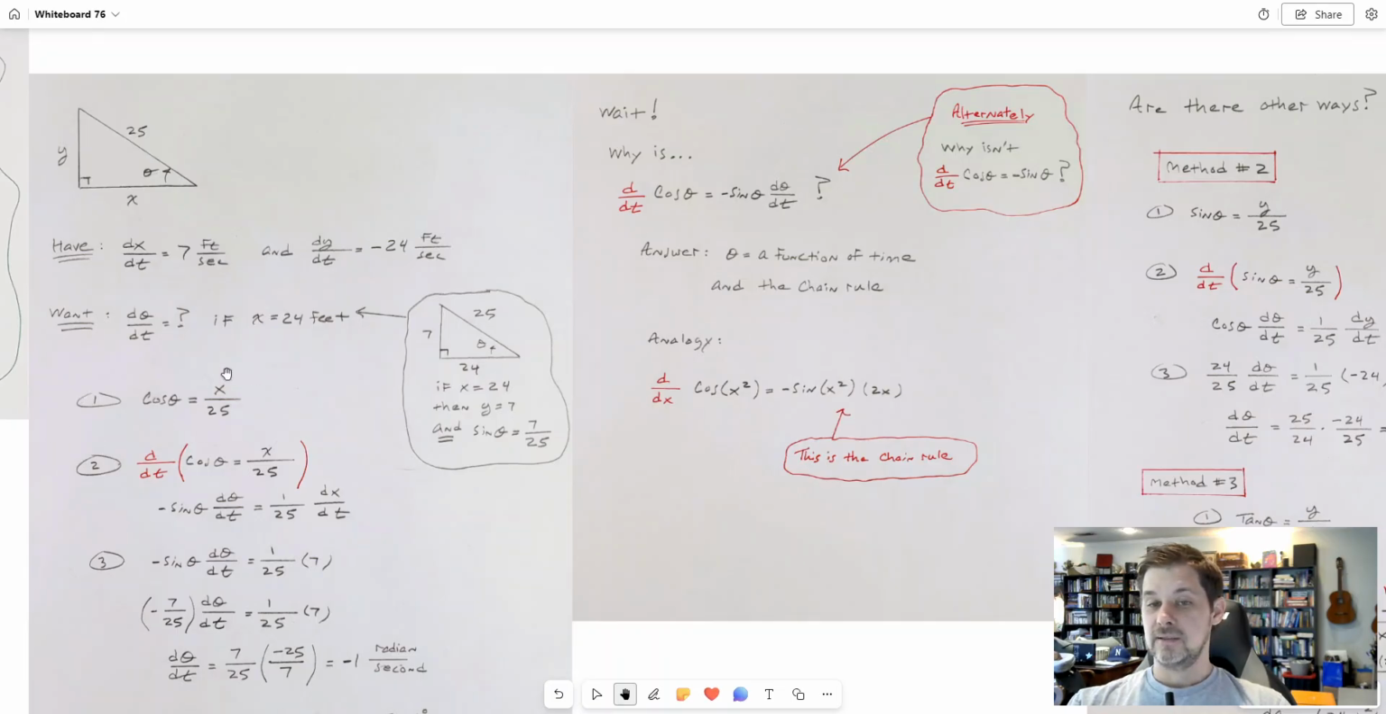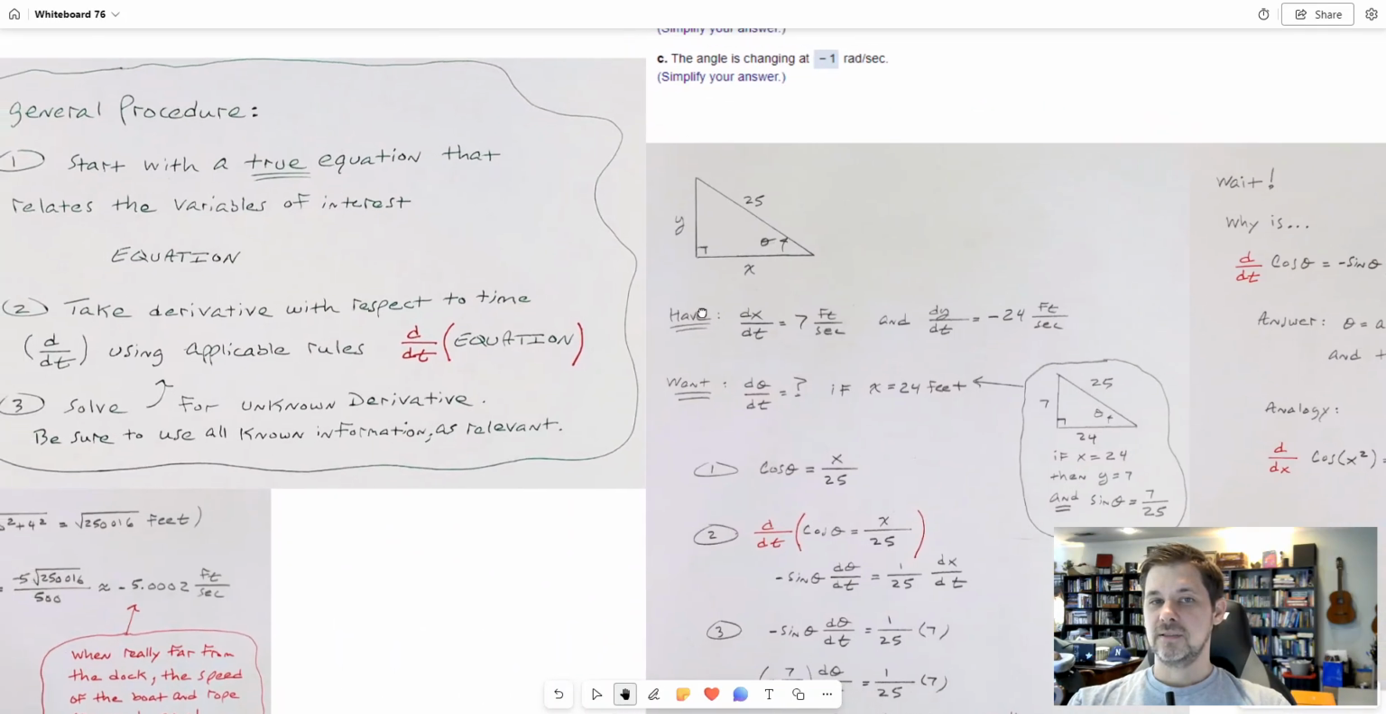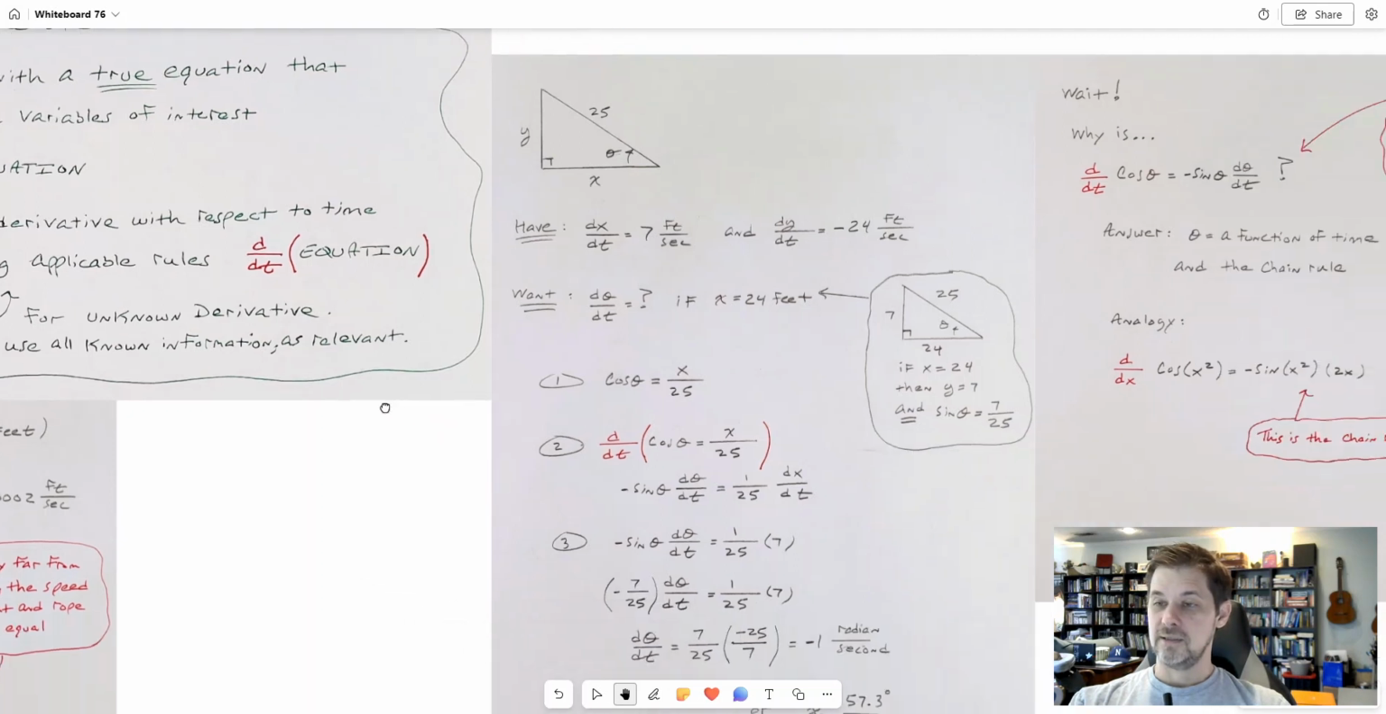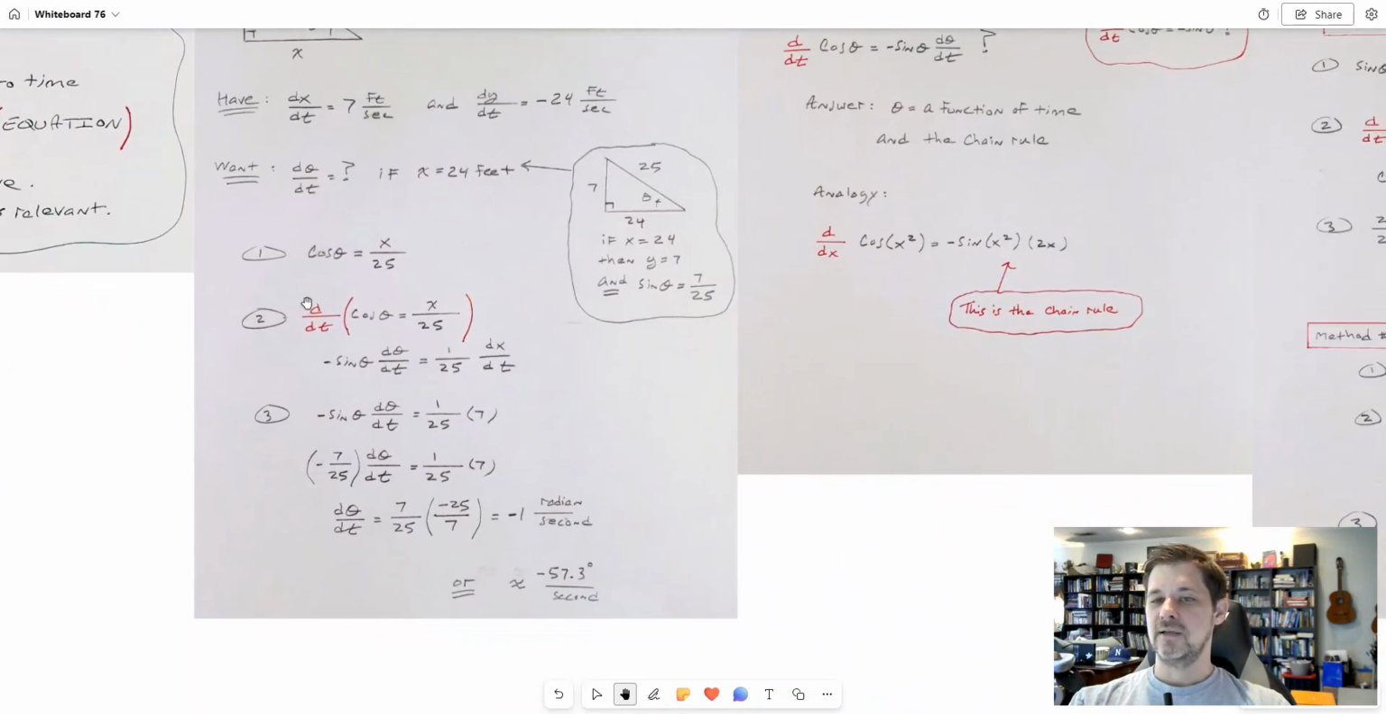It relates the x, which I know something about. I know dx over dt, and I know x is 24. And theta, which is something I'm interested in. So that's always the starting point: start with a true equation that relates the variables of interest. That true equation could be algebra, geometry, something like that. It won't be calculus, though. Step 2, take the derivative with respect to time using applicable rules. All right, I've got my equation. I need to take the derivative with respect to time.